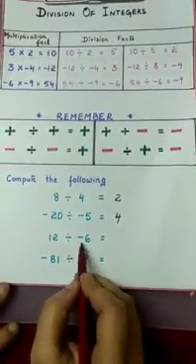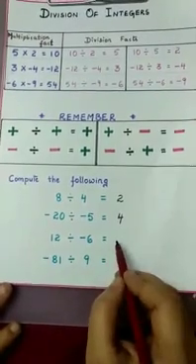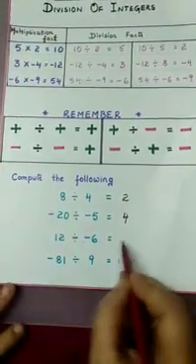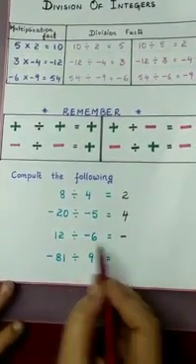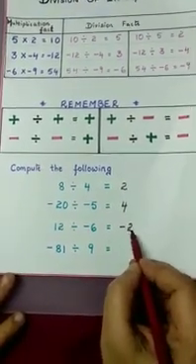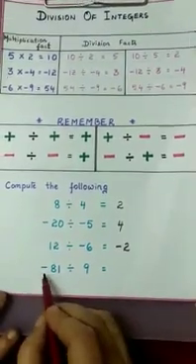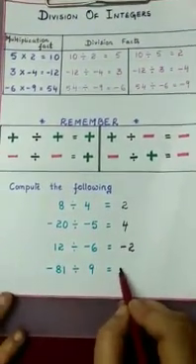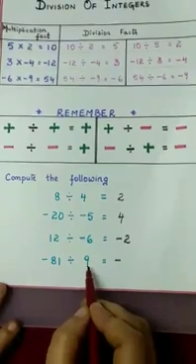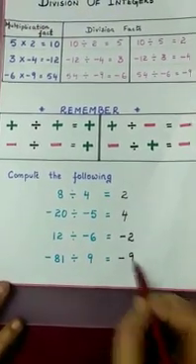12 divided by minus 6. Plus divided by minus is minus. 12 divided by 6. 6 2s are 12. Minus 81 divided by 9. Minus divided by plus is minus. 81 divided by 9. 9 9s are 81, which is 9.